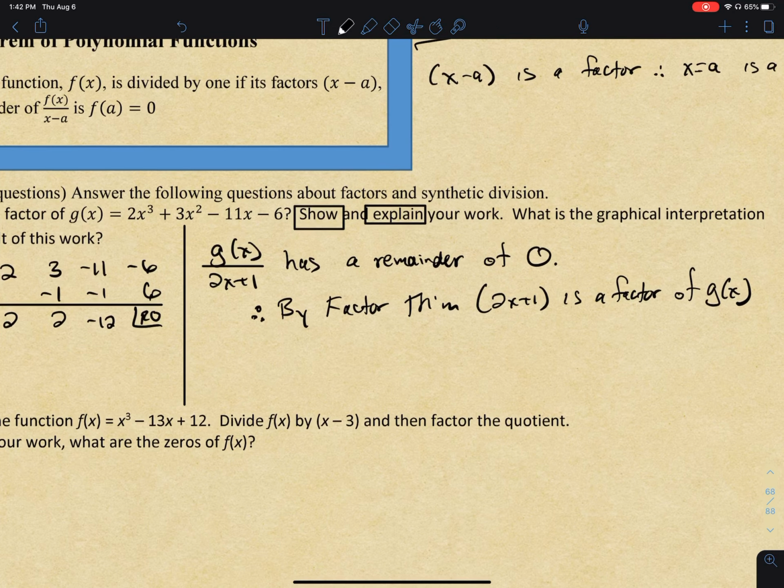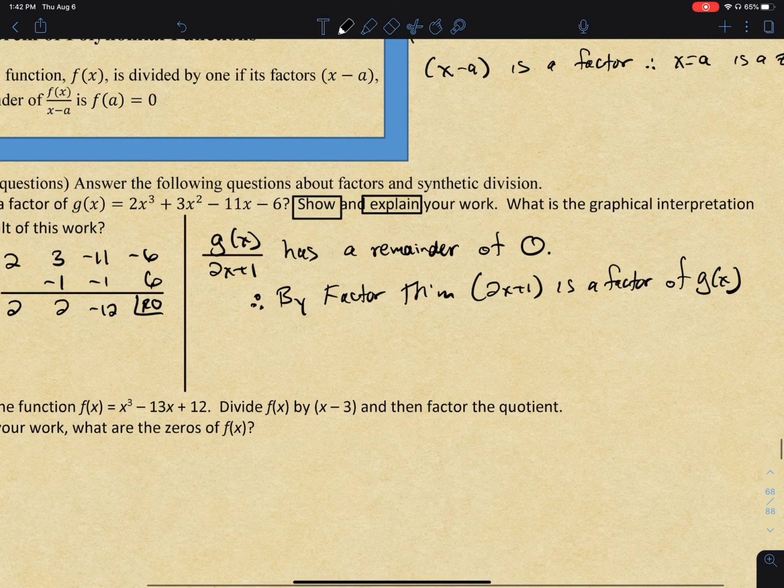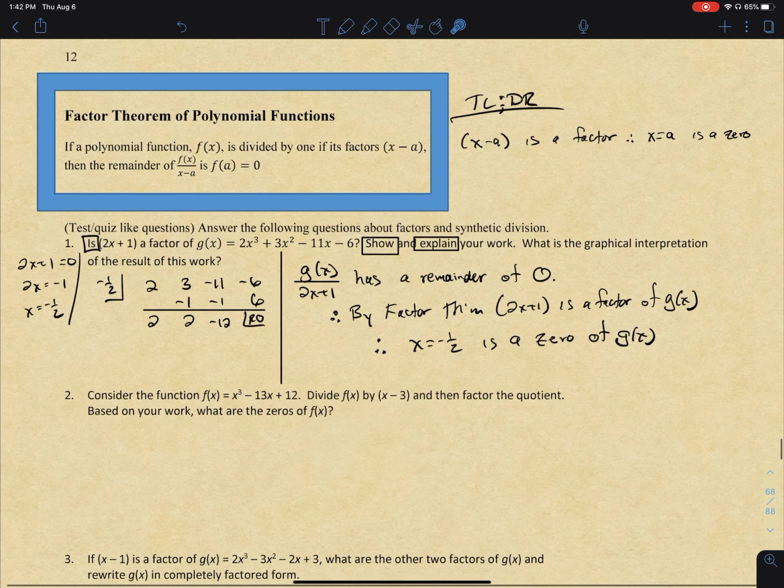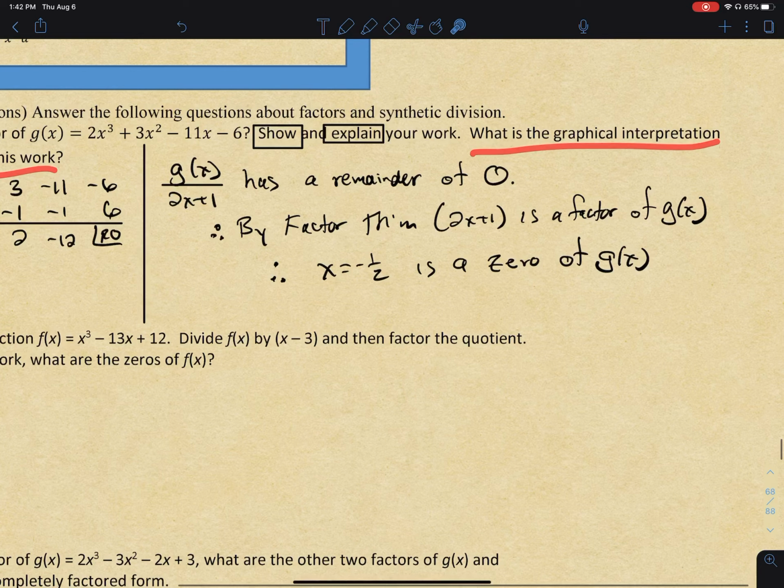And what does that mean if it's a factor? The conclusion we can draw from that is that x equals negative 1/2 is a 0. Now we want to say that because the last part of the question says, what is the graphical interpretation of the result of this work? And that is the graph of g of x touches the x-axis at x equals negative 1/2.